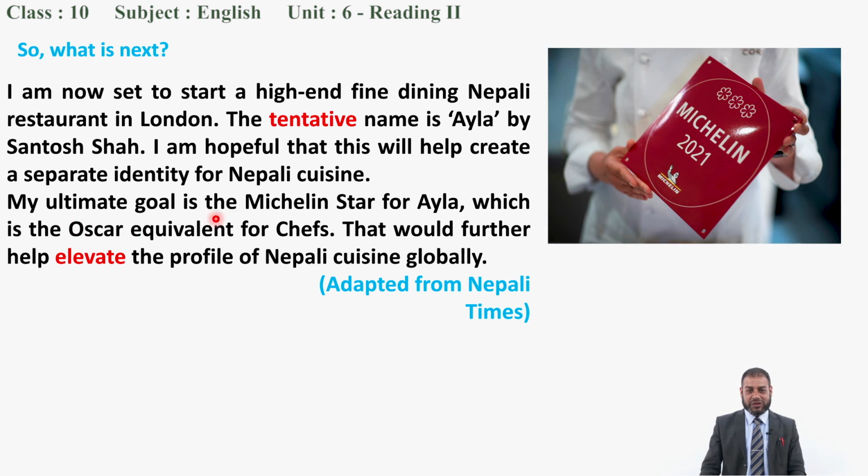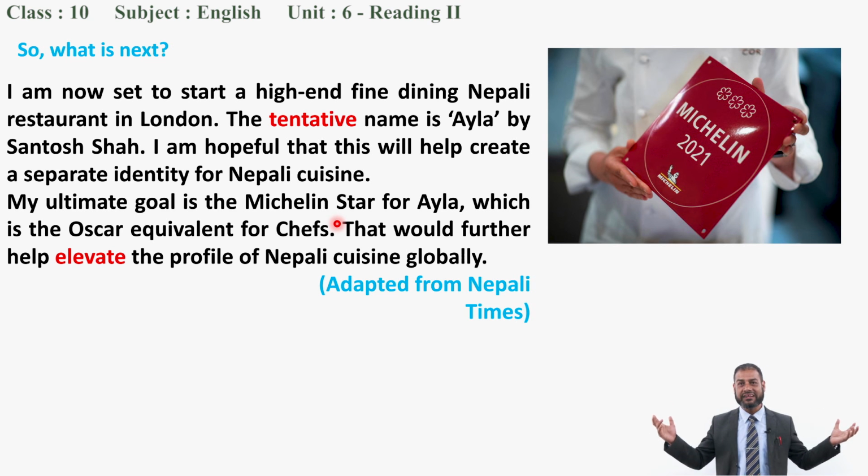My ultimate goal is the Michelin star for Ayla, which is the Oscar equivalent for chefs. So, have you ever heard of the Oscar Film Award? It is a big award for the film industry. Likewise, this Michelin is also a big award for chefs, okay? And that is his ultimate goal.